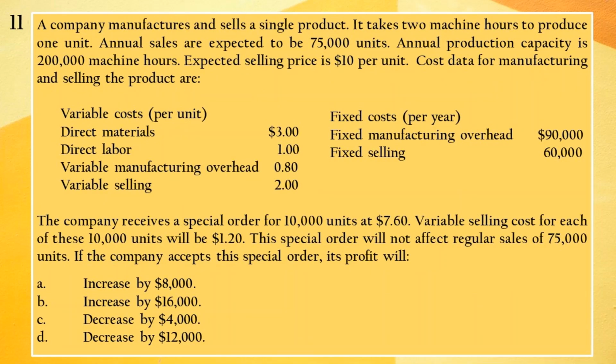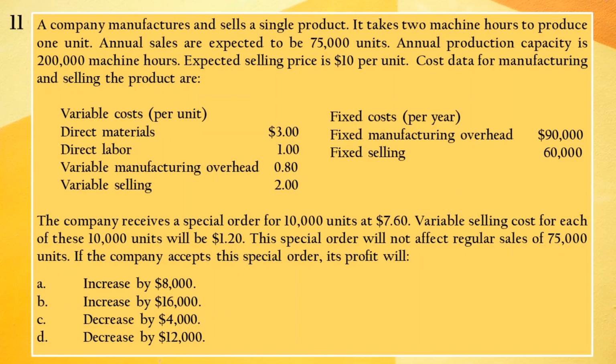Next question. A company manufactures and sells a single product. It takes 2 machine hours to produce 1 unit. Annual sales are expected to be 75,000 units. Annual production capacity is 200,000 machine hours. Expected selling price is $10 per unit. Cost data for manufacturing and selling the product are, and we get variable costs, direct materials, direct labor, and other information. Then we have some fixed costs, fixed selling, etc. But let's get to the question.